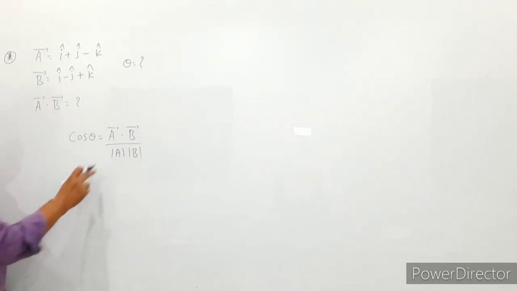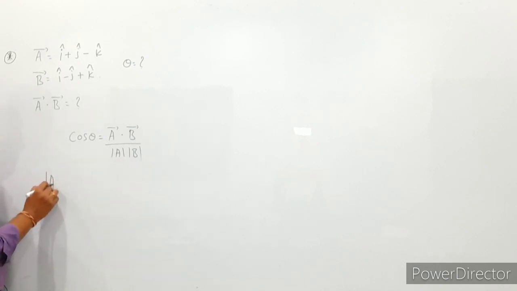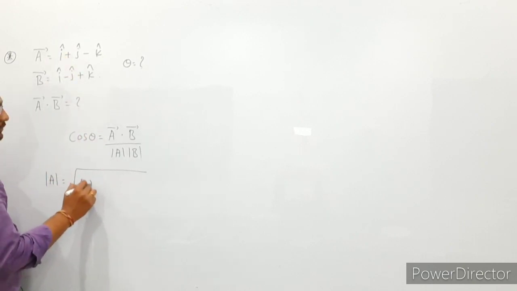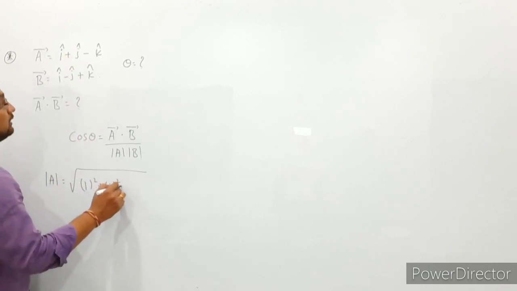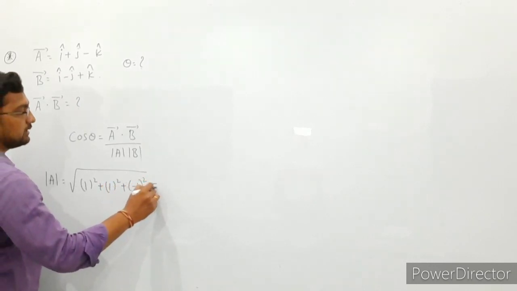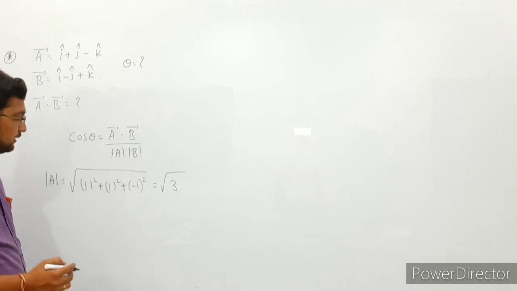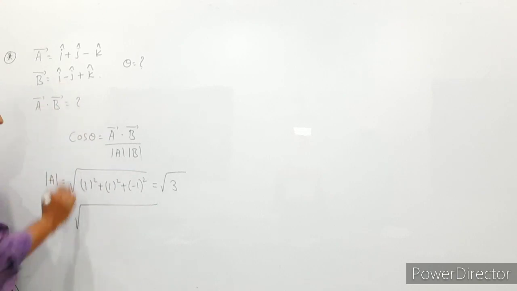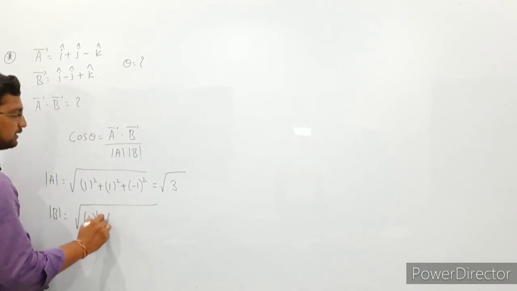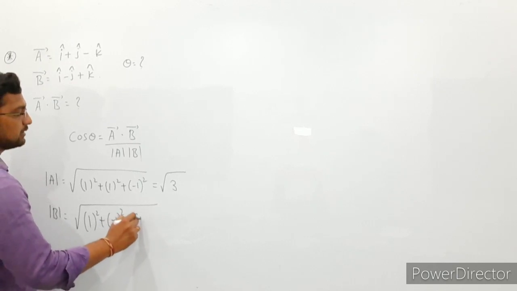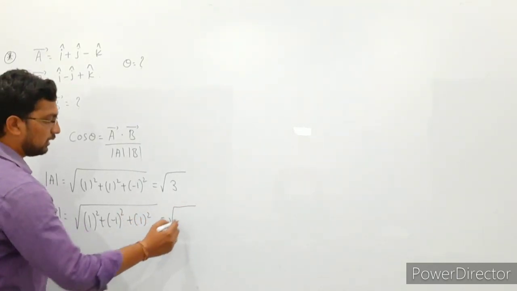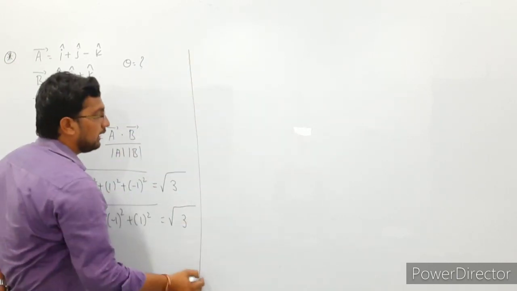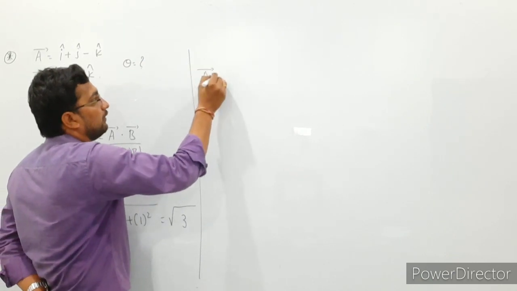Okay, see here. In this case, first we are going to find out what is the magnitude of a. So this is a vector. The magnitude of a vector is 1 square plus 1 square plus minus 1 square. This is equal to under root 3, right? Similarly, find out the magnitude of b here. So this is 1 square plus minus 1 square plus 1 square, that is equal to under root of 3.